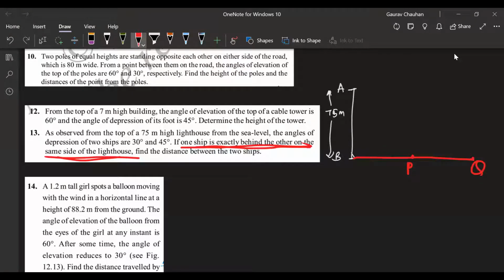Okay, find the distance between the ships, you're saying. Both Dikshit and Nishchay have dropped off. Fantastic.